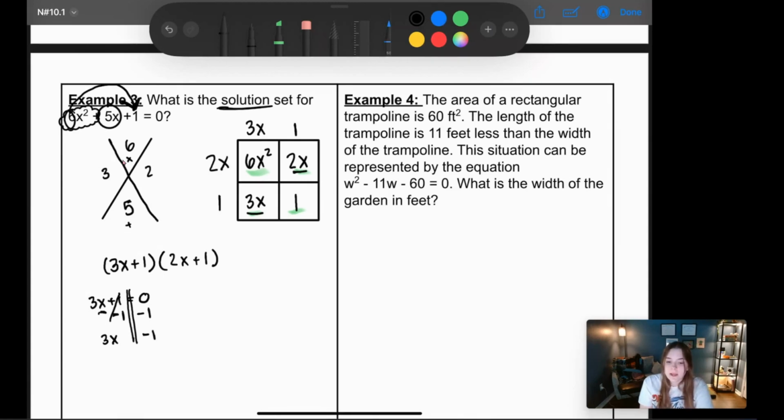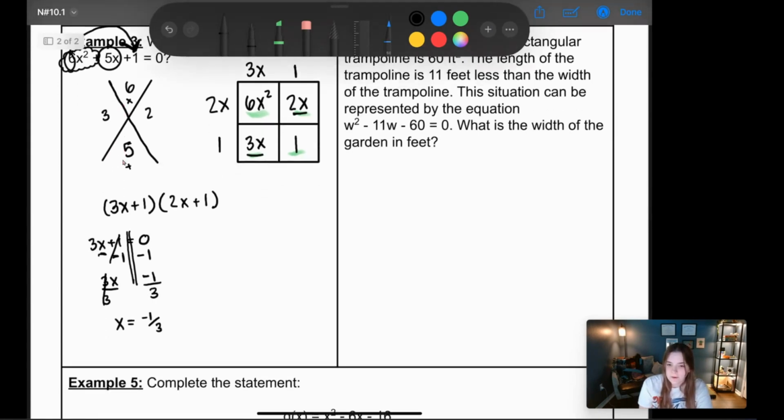Is x alone yet though? Can I go on a date with them? I can't because they're still attached to 3. How do I get rid of 3? What is the opposite of what's happening there? Divide. Canceling that out, leaving me with x is equal to negative 1 over 3 because I can't simplify that at all. And then I would do the same thing on this side.